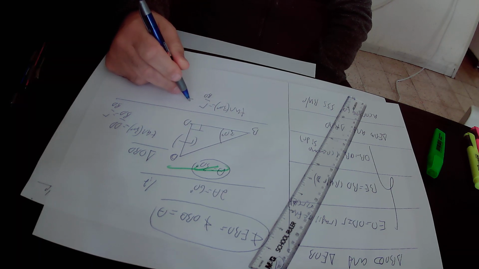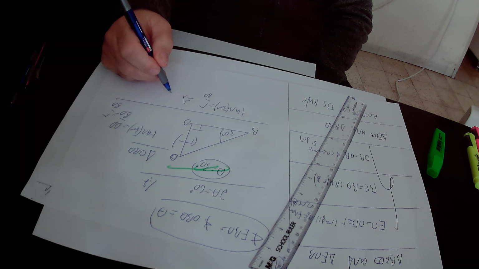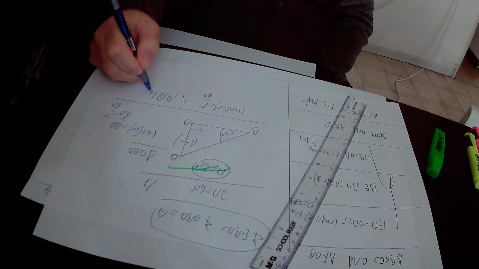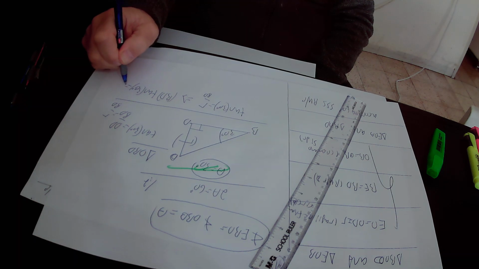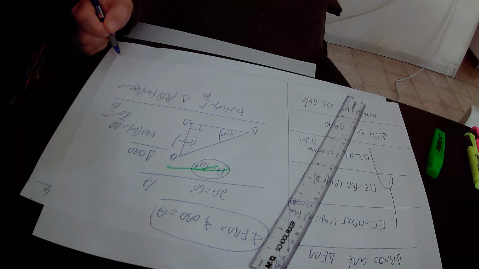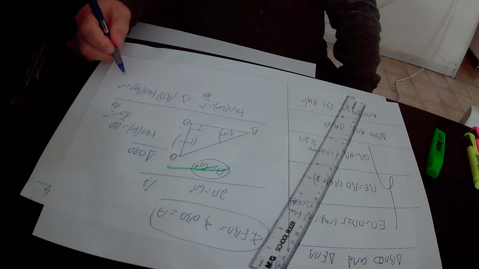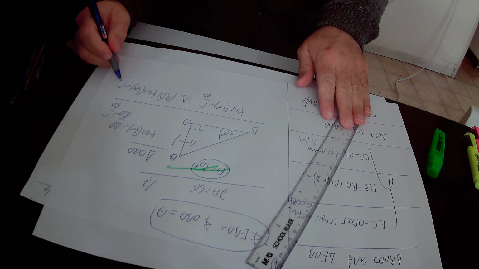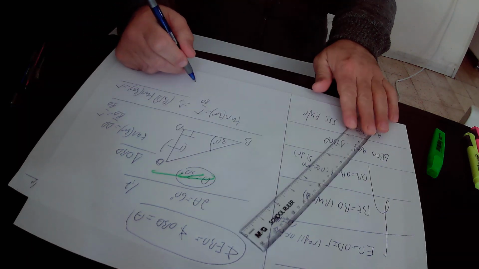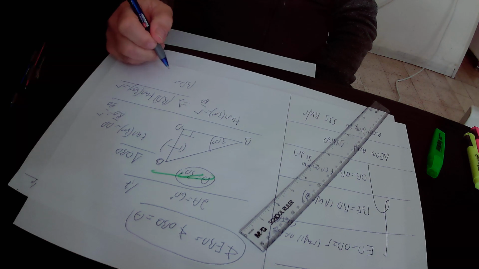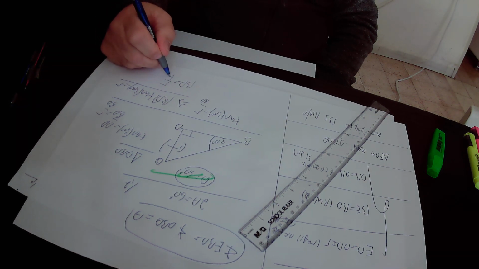Here we multiply this equation by BD and we get that BD times tangent 30 degrees equals R. Here we divide this equation by tangent 30 degrees and finally we get that BD equals R over tangent 30 degrees.